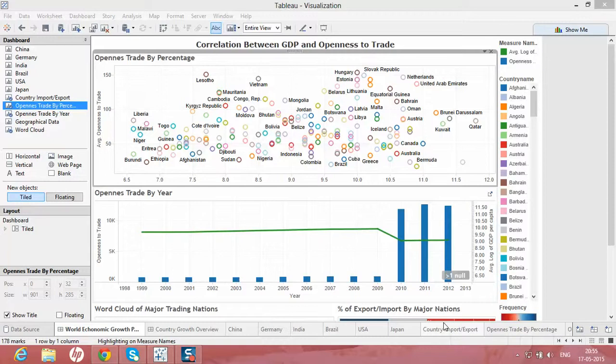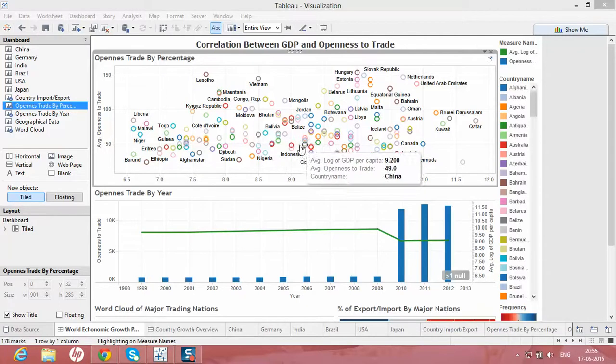The first graph is openness to trade by percentage, in which we have taken average openness to trade and the log of GDP per capita on the x-axis, with the graph cross-referenced to the countries. You can see many countries in different colors. These show the average log of GDP per capita and average openness to trade.